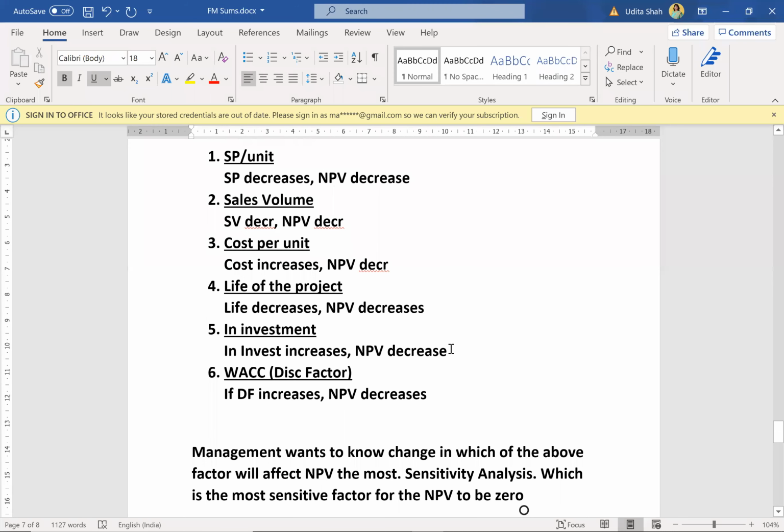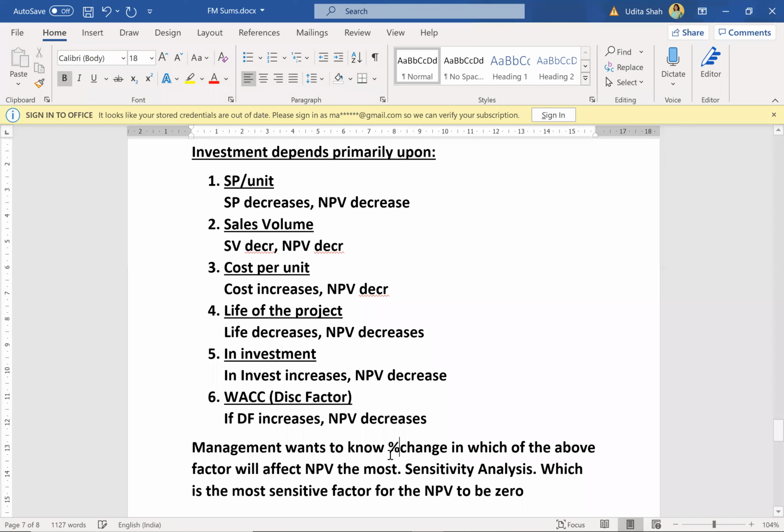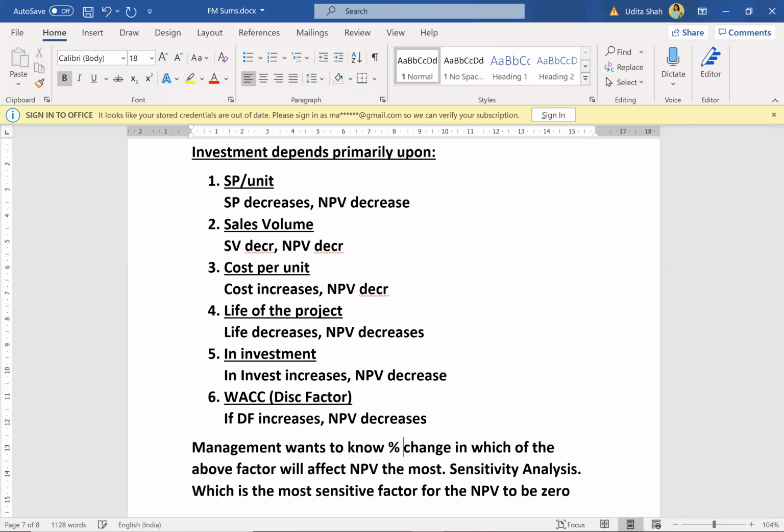Write this down. Then we'll start. So in sensitivity analysis, rather than change, we are going to find out percentage change. So management wants to know percentage change in which of the above factors will affect the company's NPV the most. So that is sensitivity analysis. Which is the most sensitive factor for NPV to be zero?